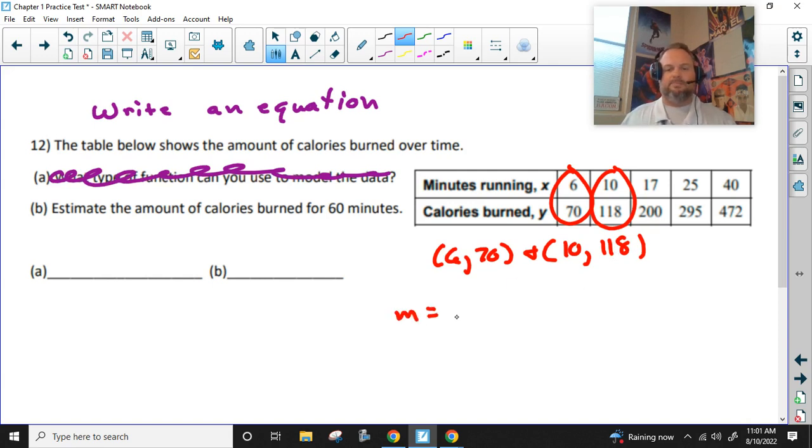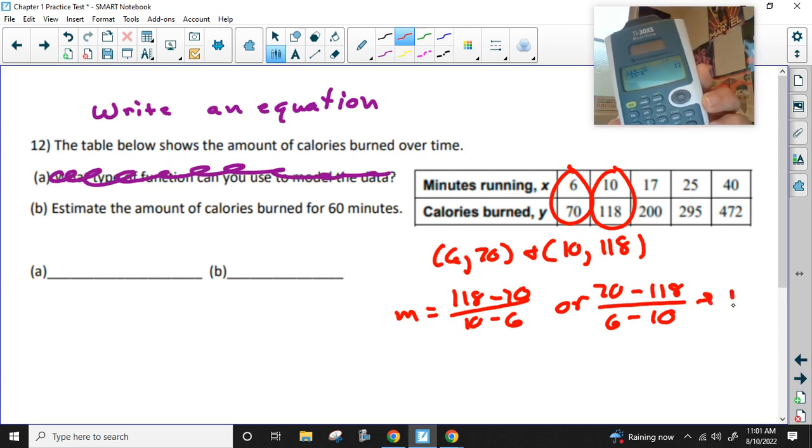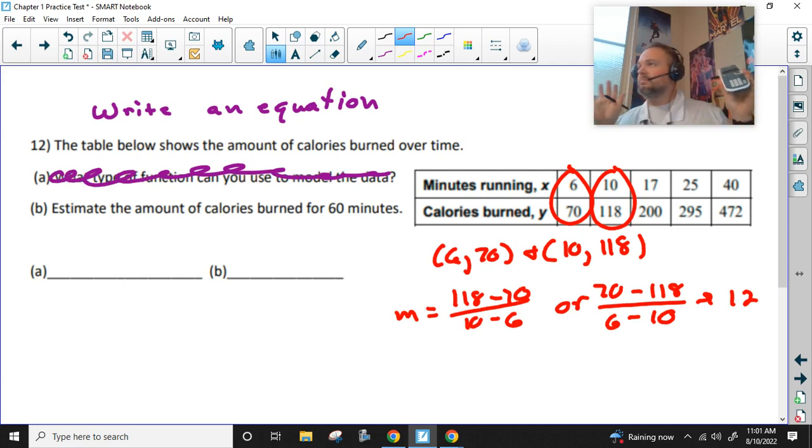So for your M, you're going to have, either way, 10 minus 6. Okay. I ended up getting 12 right here. Is that what you got? Because we used your points. Did anybody get a different slope? Okay.